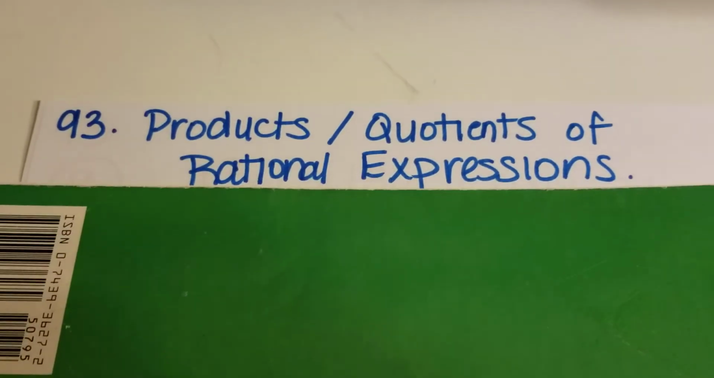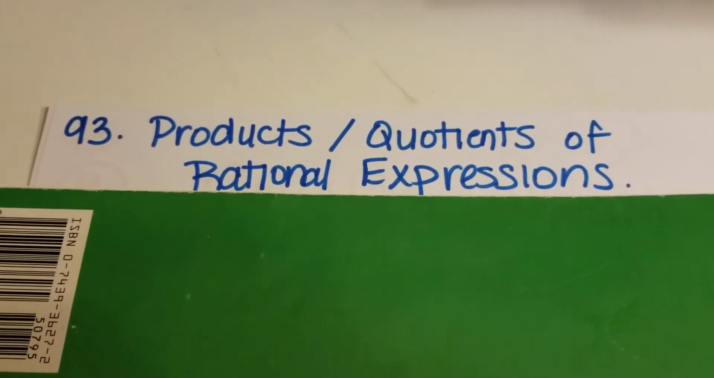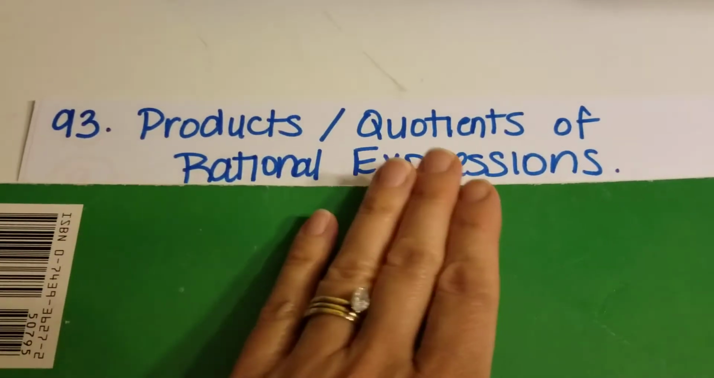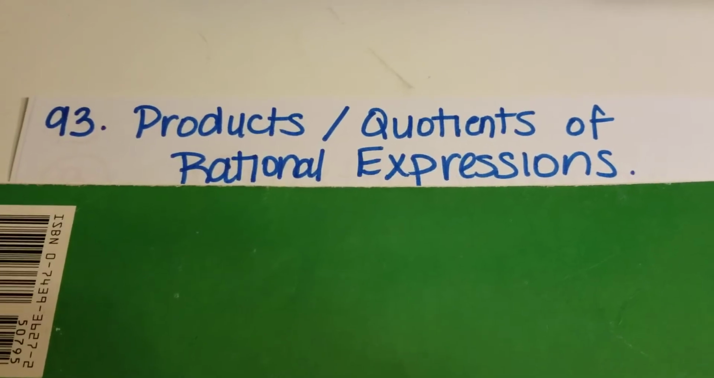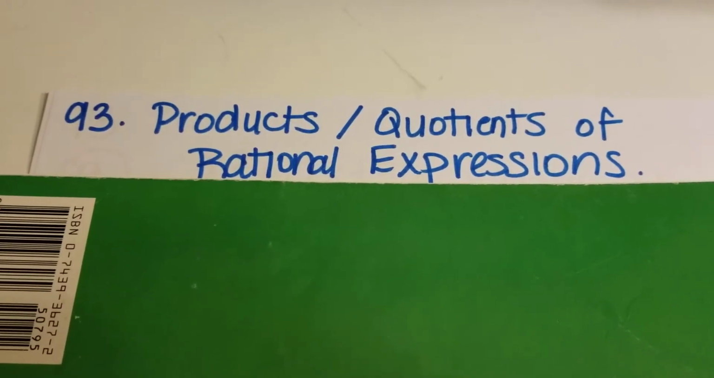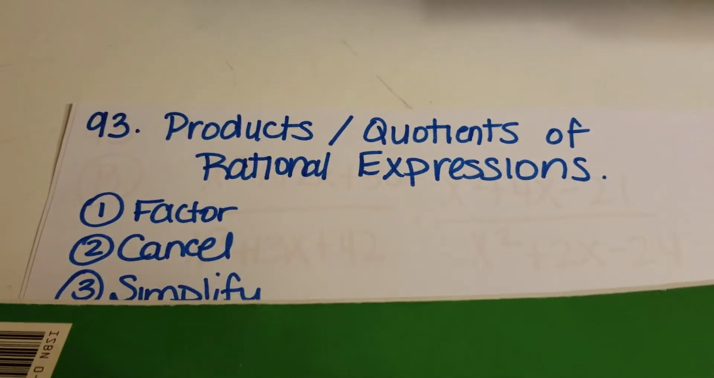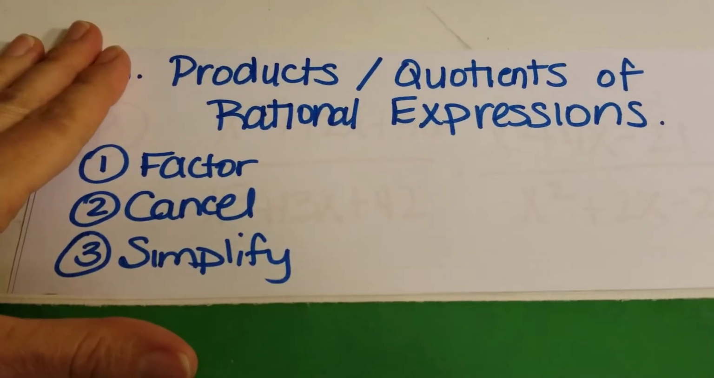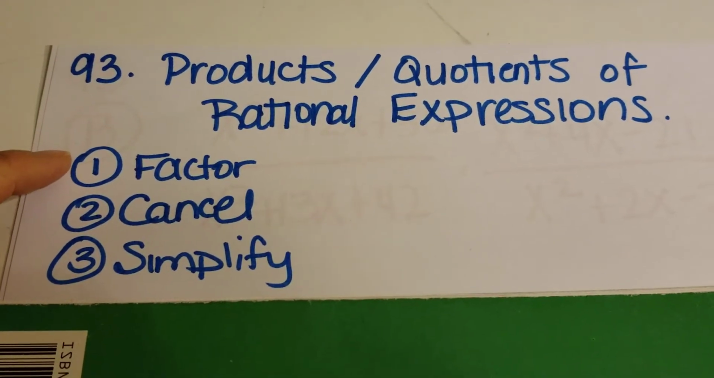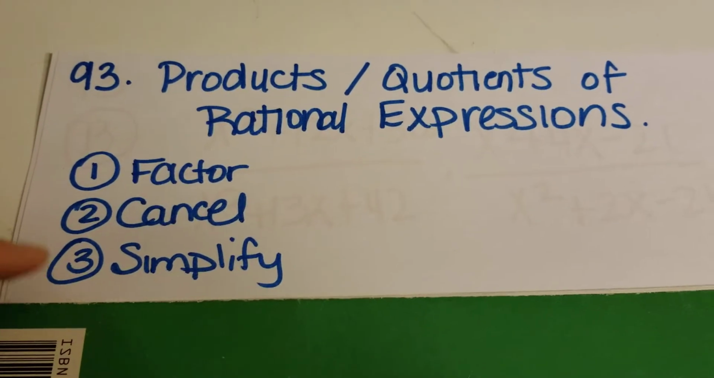So number 93, products and quotients of rational expressions. This one is oddly satisfying to me. I hope that you have as much fun with it as I do. Products and quotients, we remember, are multiplication and division problems, okay? Of rational expressions just means of fractions. So we're going to take some complicated looking fractions and simplify those right out. As we get started, I want you to think of 3 things. First, we're going to factor, then we're going to cancel, and that's the part I love, and then simplify.